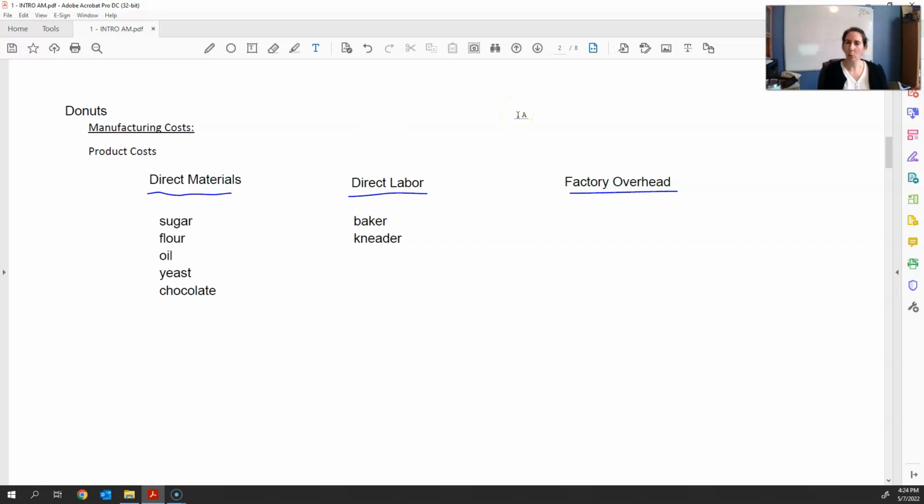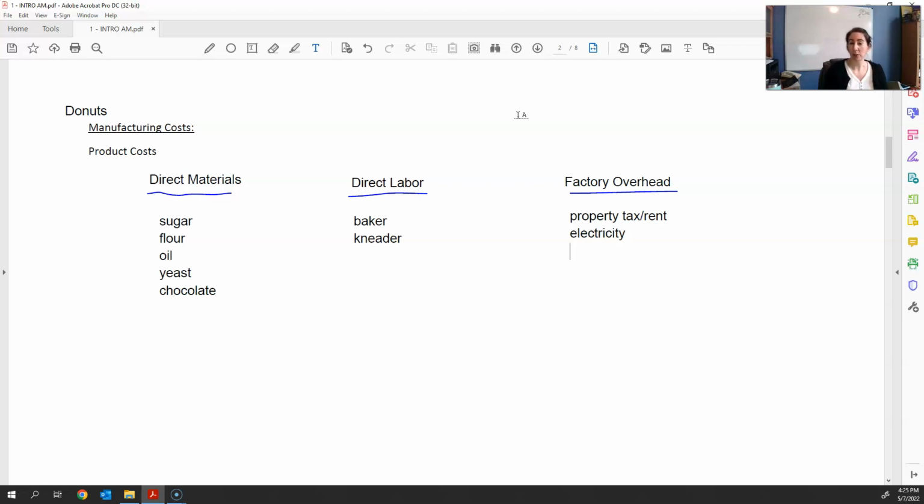All right, so let's think about this. Where are you making these donuts? You're not making them out in a field somewhere, right? You're making them in a factory. So very likely you'd have property taxes or maybe rent on that factory. You need a place to make them. So that is a requirement. It is a product cost, but it's not direct materials and it's not direct labor. Other things. How about electricity? Probably need electricity in order to run the business, right? So that is also factory overhead.